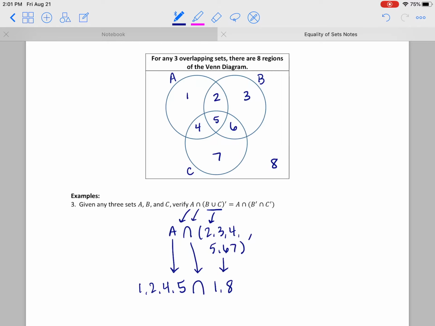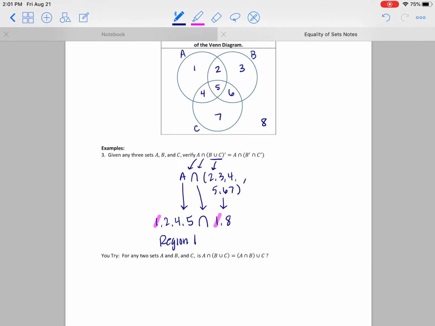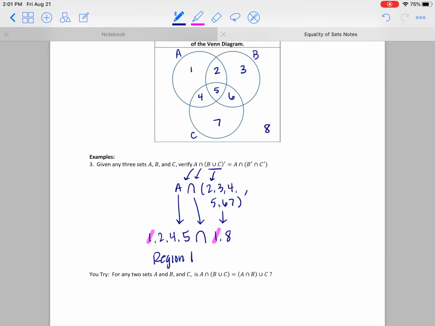So we're finally ready to do the last step, which is to find the intersection for those 2 groups. The intersection is what do those 2 groups have in common? What is the same on both of those lists? The only thing that's the same on both lists is 1. So all of those operations lead us to region 1. Now we got to try this again for the next set of operations.